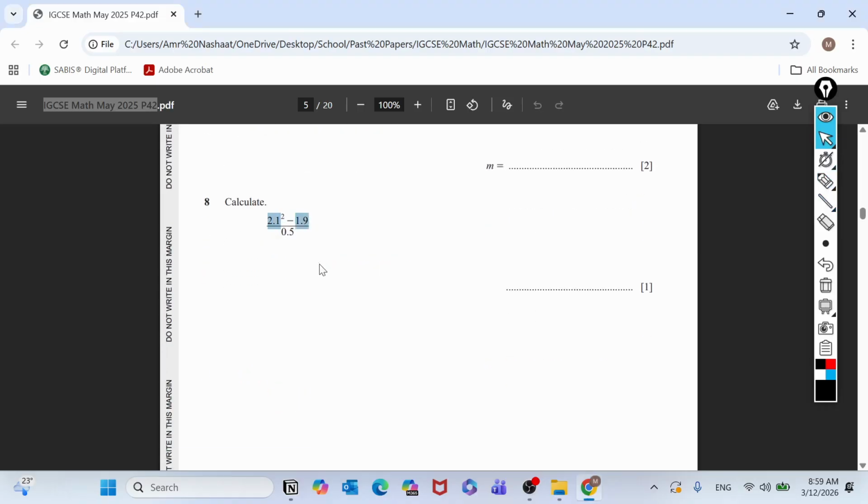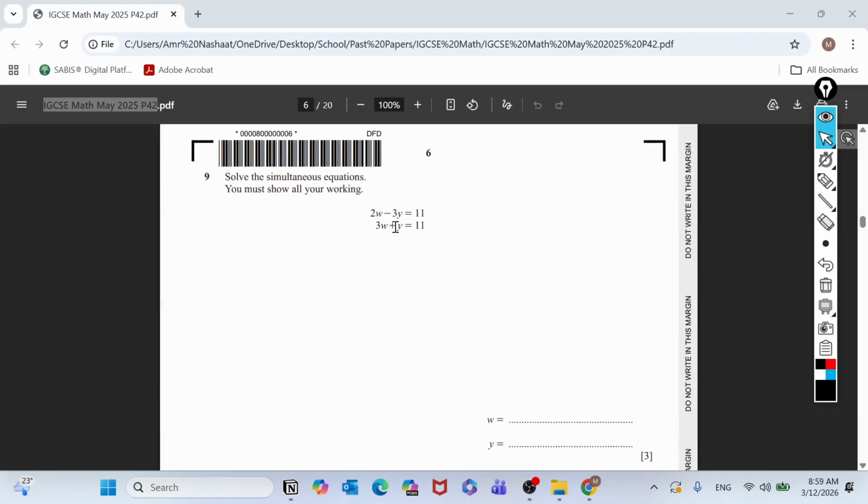Calculate this, like, just put it on your calculator. There's not much to explain. Put it on your calculator. 5.02. Calculators are allowed in this paper. Yeah, okay. Like, why even put this question?